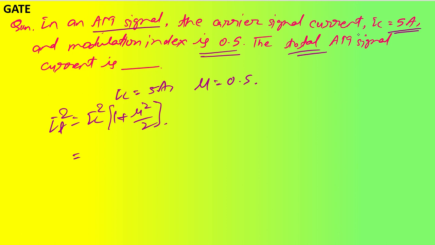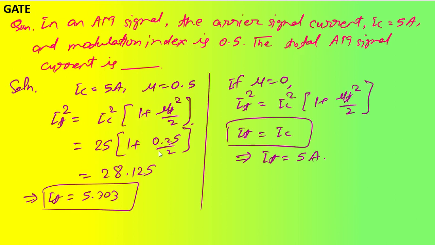That will be IC square, that is 25, into 1 plus 0.25 by 2. So I have done it for you. It is going to come up as 28.125. This is your total amplitude modulated signal current squared, right? So to find the total current, take the square root of 28.125, that is 5.303. So this is the answer.